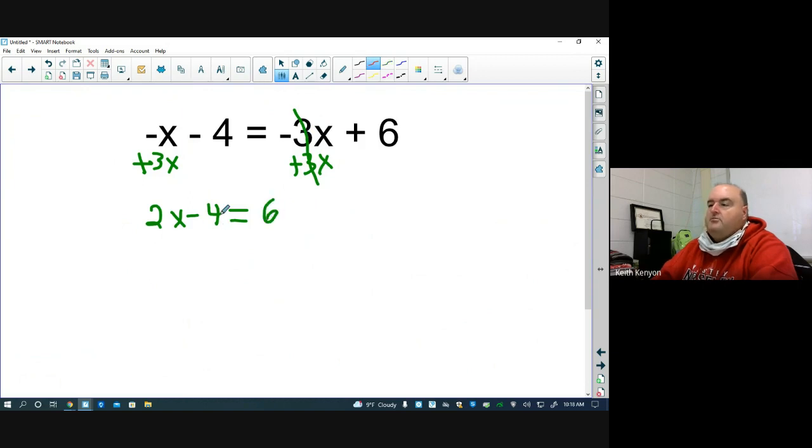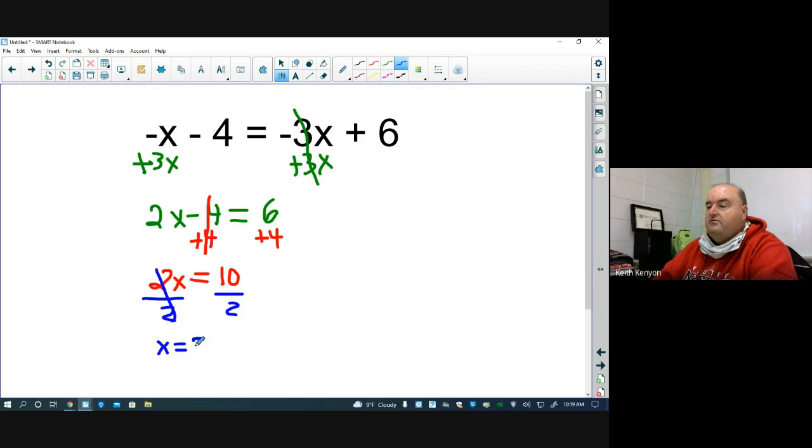Okay. Now I'm going to move the negative 4 over to this side, so I have to do the opposite of that to move it. So I'm going to add 4 to both sides to get it to cancel. So I have 4 here and 4 here. Those are going to cancel, leaving me with 2x on the left. And then 6 plus 4 is 10. And now at this stage, I can get x by itself by dividing by 2. And x equals 5, since 10 divided by 2 is 5.